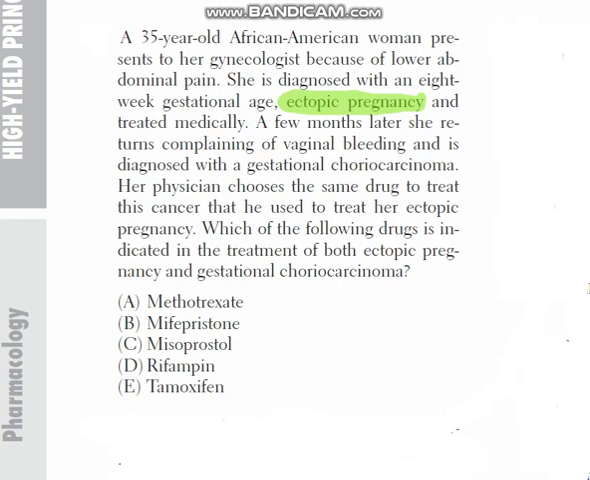A few months later, she returns complaining of vaginal bleeding. Now she has vaginal bleeding and is diagnosed with gestational choriocarcinoma. Her physician chose the same drug to treat this cancer that he used to treat her ectopic pregnancy. Which of the following drugs is indicated in the treatment of both ectopic pregnancy and gestational choriocarcinoma? Methotrexate, mifepristone, misoprostol, rifampicin, tamoxifen.